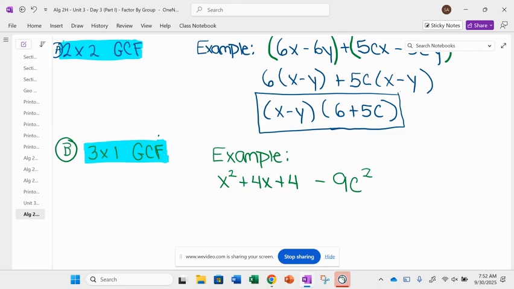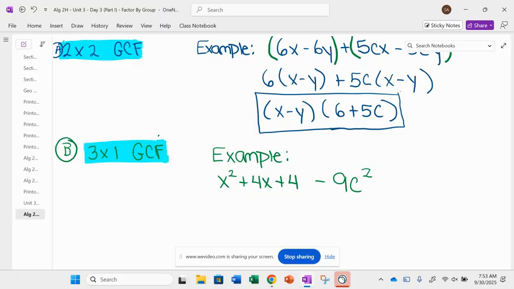So when I choose my 3 terms to group together, I want it to be a perfect square trinomial. Then what's left out, that last term that's left out, has to be a negative. So again, for a 3 by 1, we want to group together a perfect square trinomial, and whatever term is not grouped has to be a negative.